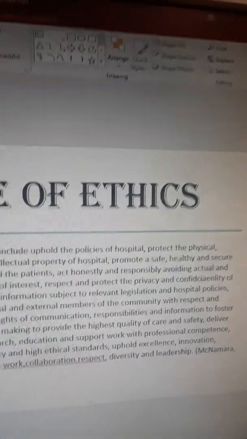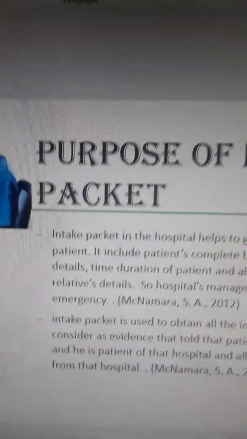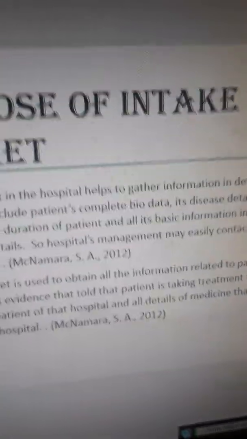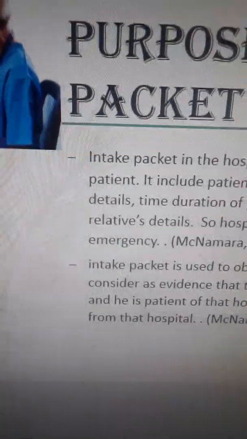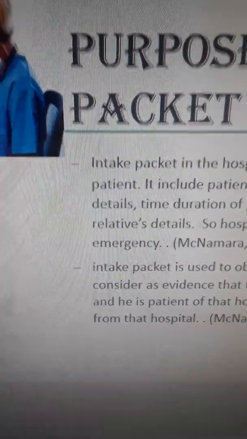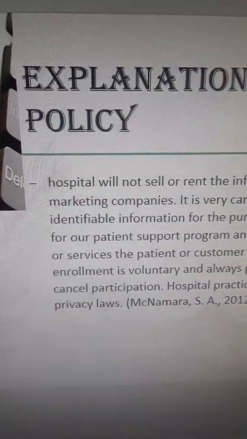I'm going to go ahead and explain my eighth slide, which is the purpose of intake packets. Intake packets in the hospital help to gather information in detail about patients. I think I said this before. As you can see on my slide, intake packets are used to gather information. When the patient first visits the hospital, an intake packet is used to gather information regarding the patient.